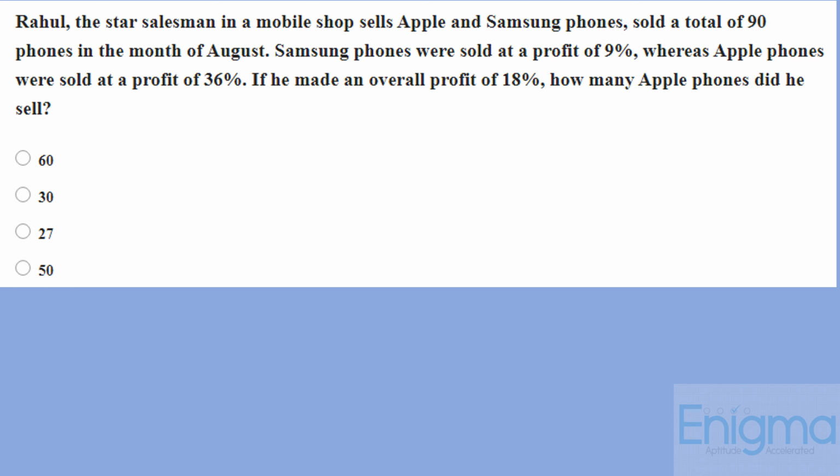Let's solve this question by the method of alligation. It's very simple. Now the profit for Samsung is 9%. The profit for Apple is 36%. And the combined profit is 18. Now by cross subtraction, we get 18 and we get 9. That means Samsung and Apple phones were sold in the ratio of 2 is to 1.